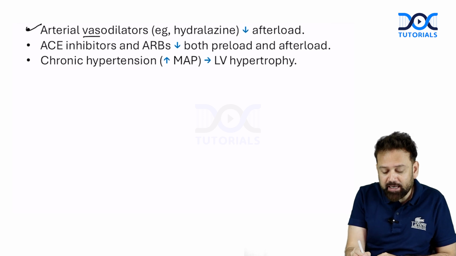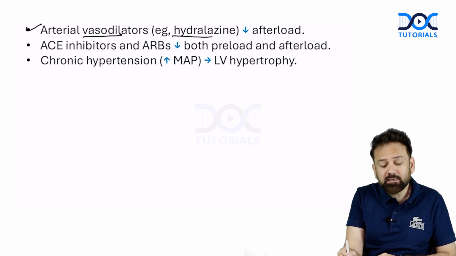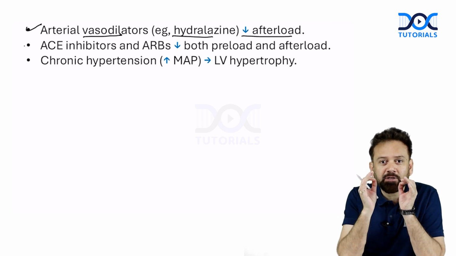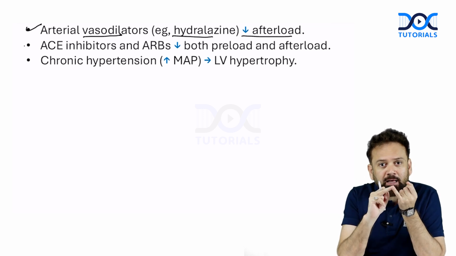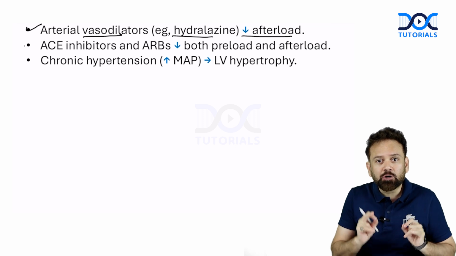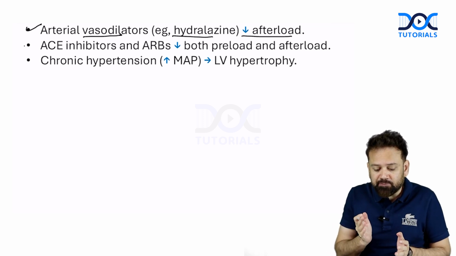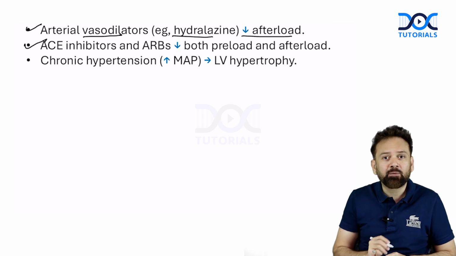Arterial vasodilators like hydralazine, they are decreasing afterload. On the other hand, see how beautifully they have explained everything. Preload decreased by venodilator, nitroglycerin. Afterload decreased by hydralazine. And if you want to decrease both preload and afterload, give ACE inhibitor and ARB.